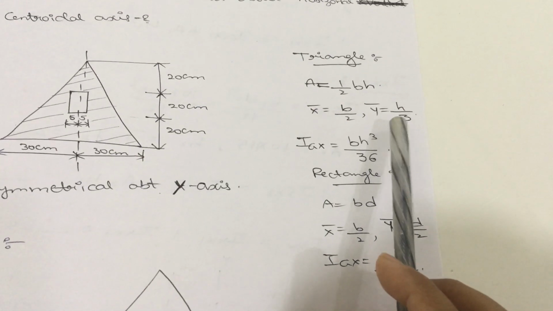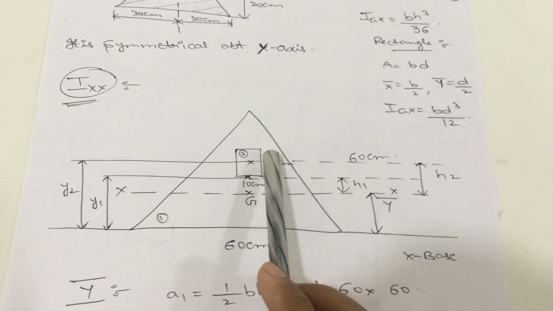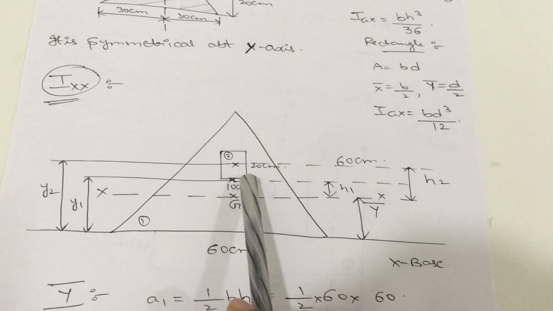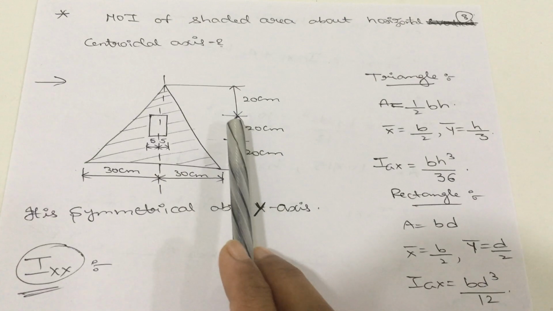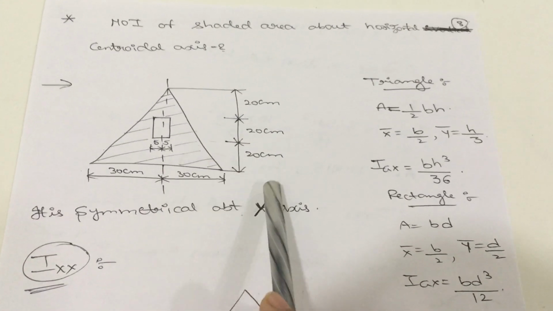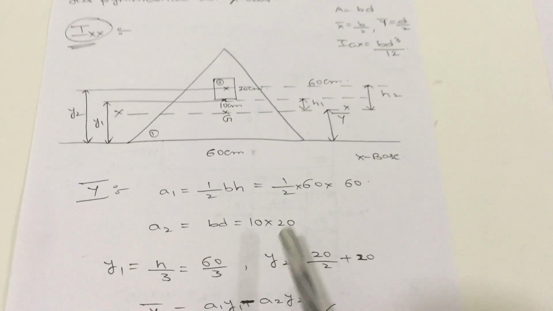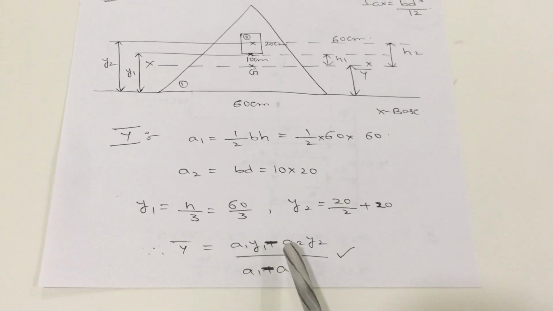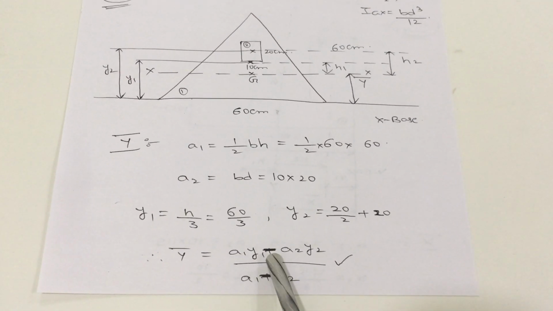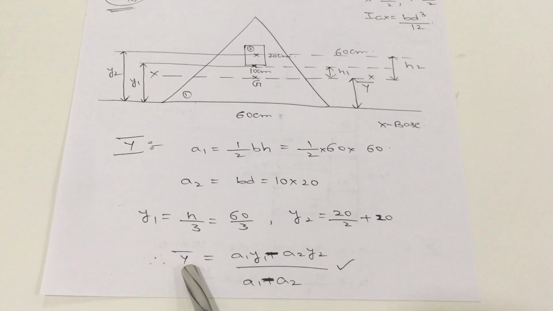Next, y1 value for the triangular section. Y bar formula for the triangle is h by 3. H value is 60. So 60 by 3 up to the x base. Next, for the rectangular section, depth value is 20 up to here only, but remaining distance 20 in the main diagram. So 20 by 2 up to here plus remaining distance 20 to the base. So 20 by 2 plus 20. By substituting all these values in the main formula with the minus sign, first section triangular section minus second section rectangular section, we will get the y bar value.